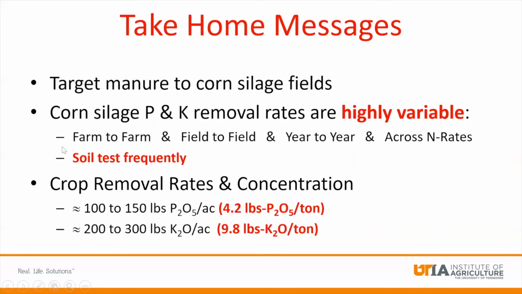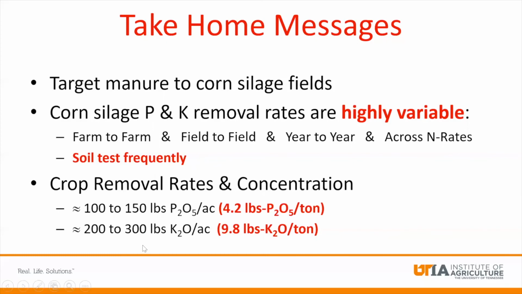For this reason, another take-home message is that if you're producing corn silage, you need to be soil testing, in my opinion, yearly, and at a minimum every 2 years, because of the high removal rates. You don't want to get in a situation where your phosphorus and potassium are limiting yield. It would be very expensive to take a field from a yield limiting soil concentration to an unlimited concentration in any given year. So you need to stay on top of your soil testing.